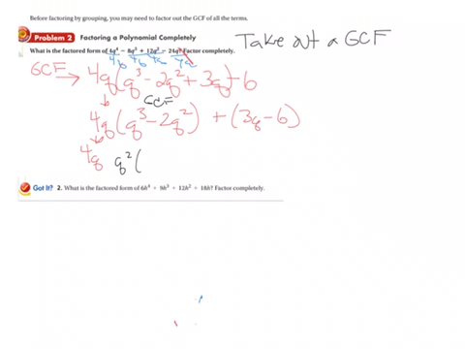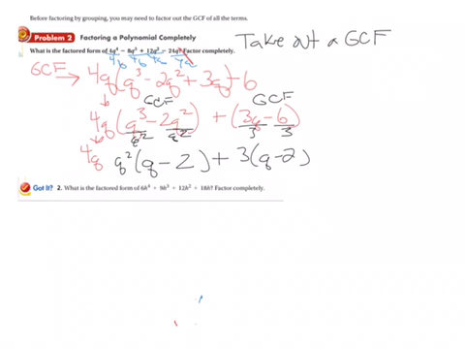That's going to be q squared. Remember, you're dividing when you take out a greatest common factor. So I'll get q minus 2. Over here, the greatest common factor is going to be a 3. So if I divide it all by 3, I'll get q minus 2. Now I'm ready to do my final answer.